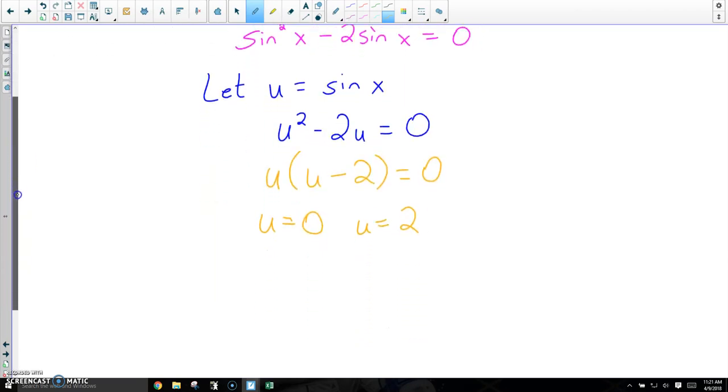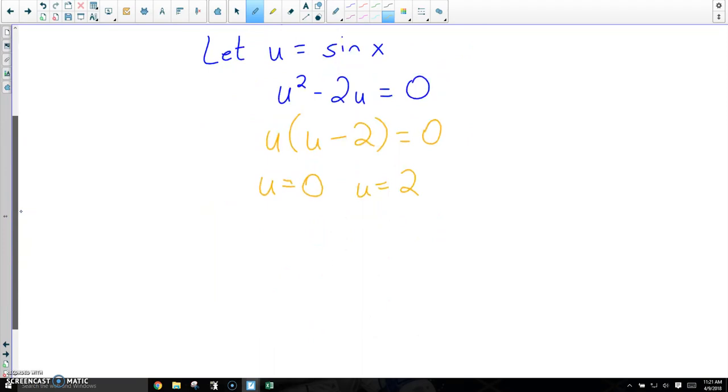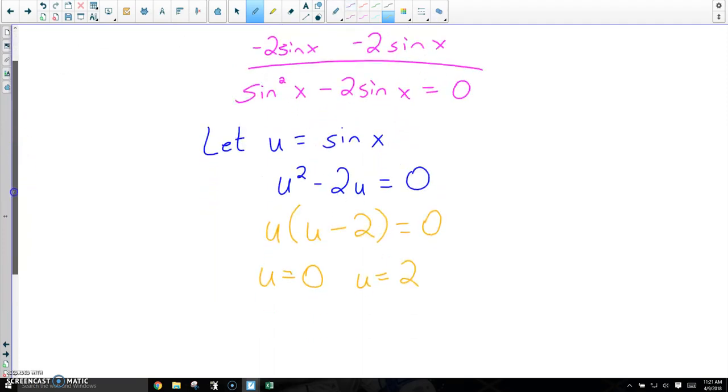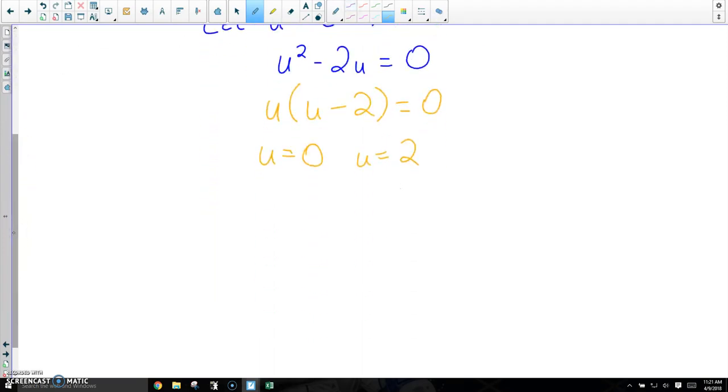Scroll down a little bit here. I'm going to plug back in the sine of x for u.